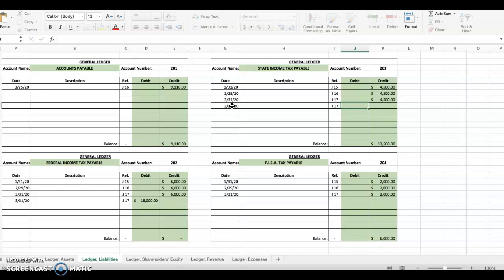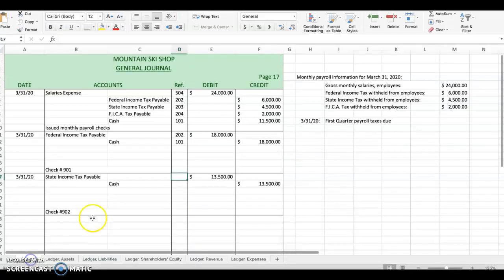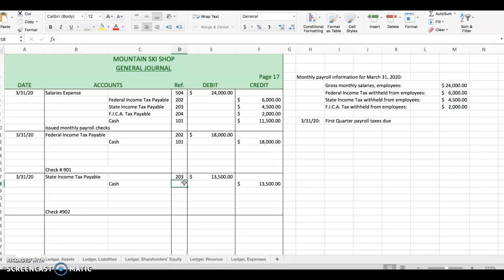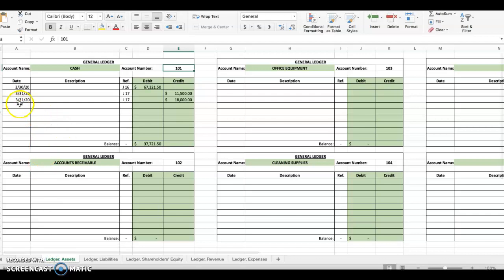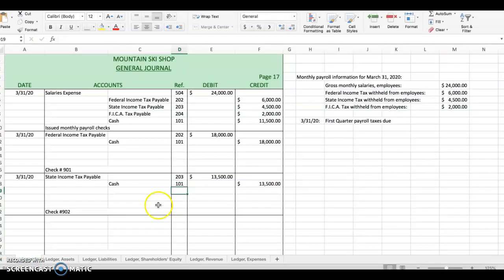Journal page 17, and the debit of $13,500. If we do it right, the balance should be zero. Account 203. So you can see it gets to be repetitious, so it's not that difficult to do. We need to credit cash. We're spending more money. $13,500 and account number 101. So you can see how this works. Let's do the last one just to have it completed.